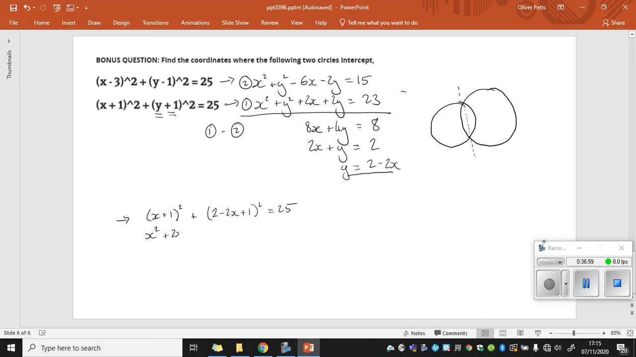So I'm going to have x squared plus 2x plus 1. Let's just tidy up this bracket to begin with. That'd be (3 minus 2x) all squared. So expanding that to a double set of brackets, I'm going to have a positive 9 minus 12x plus 4x squared, and that equals 25. Bring the x squared terms together, I'm going to have 5x squared minus 10x, and what have we got? A plus 10, which I'm going to leave on the left hand side. I'm going to subtract 25 from both sides, so plus 10 take away 25 gives me a minus 15, and that all equals 0.